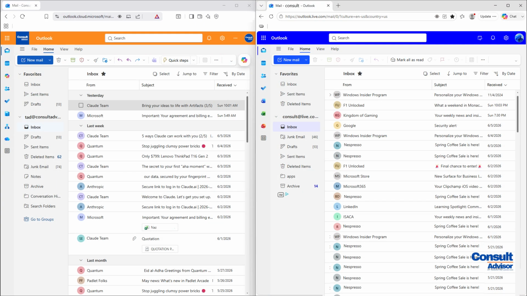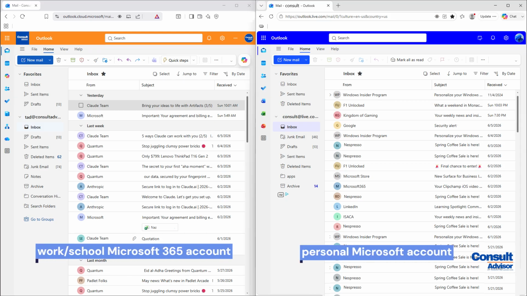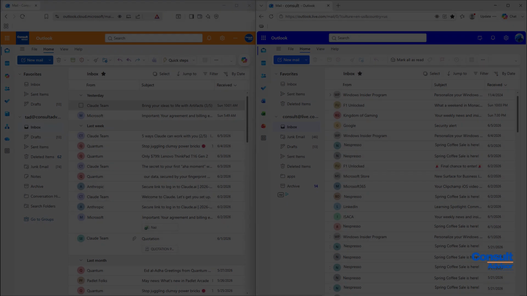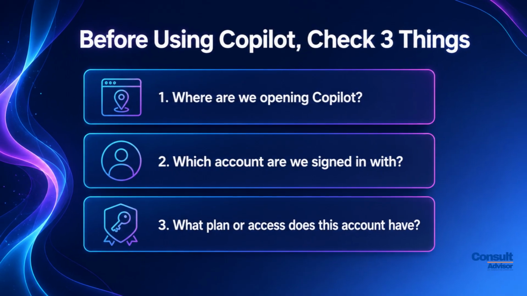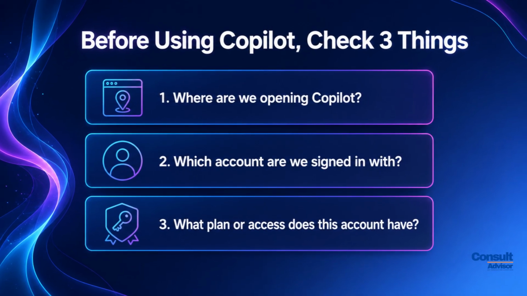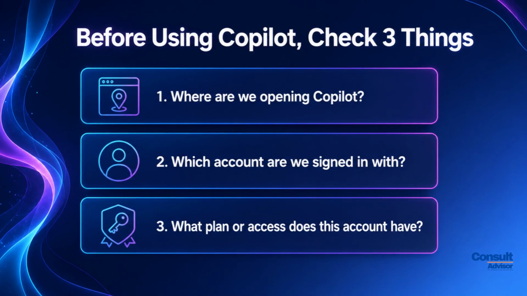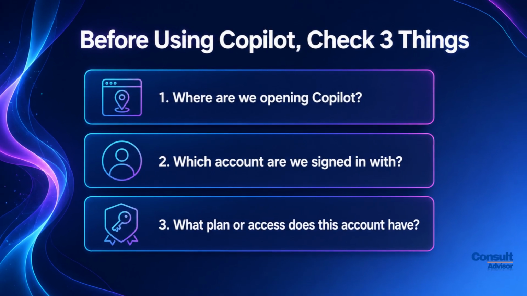The same idea applies across Microsoft tools. Copilot may appear in apps such as Excel, Outlook, Word, and PowerPoint, but the available features are not always the same. They depend on the account type, the plan, and the access provided. For this reason, before using Copilot, we should always check 3 things: where we are opening Copilot, which account we are signed in with, and what plan or access this account has.